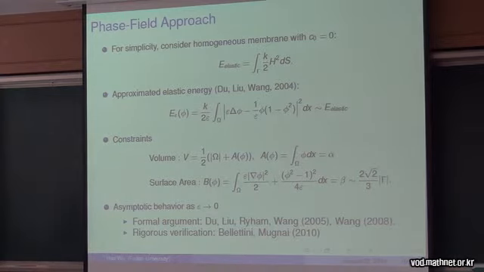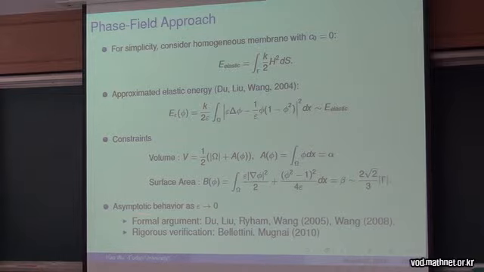Okay, so we present this in the simplest form. Here we consider the original elastic energy, and in the phase field approach we can approximate it by the following energy. It consists of the phase field function phi, and we have two constraints on the volume and the surface. The volume is approximated by this one, and the surface area is approximated by the Ginzburg-Landau energy.